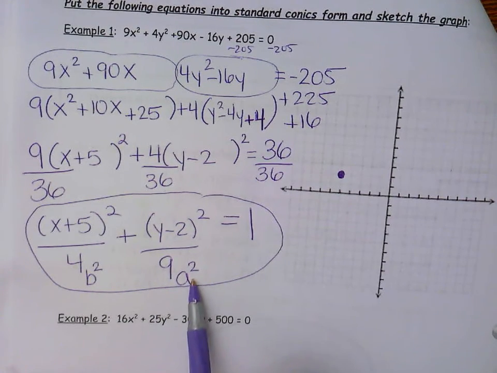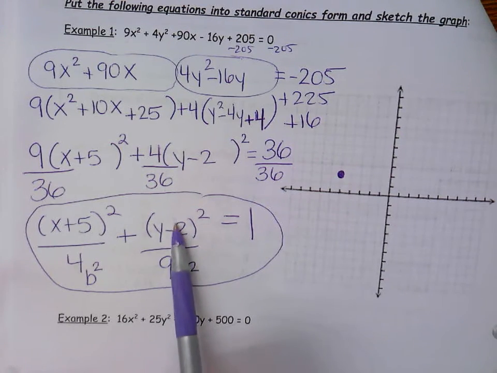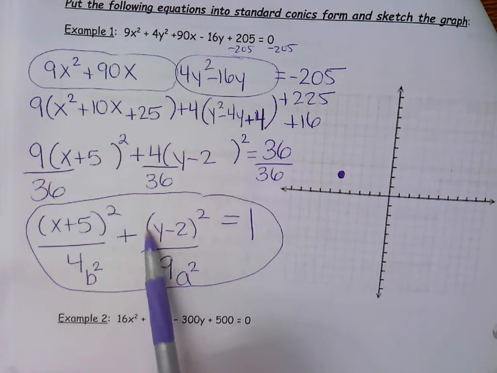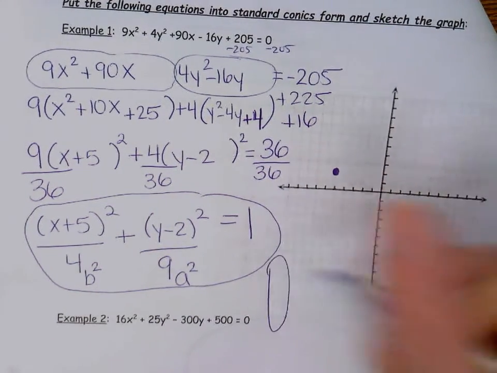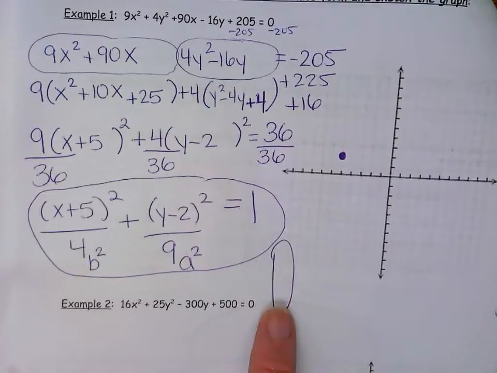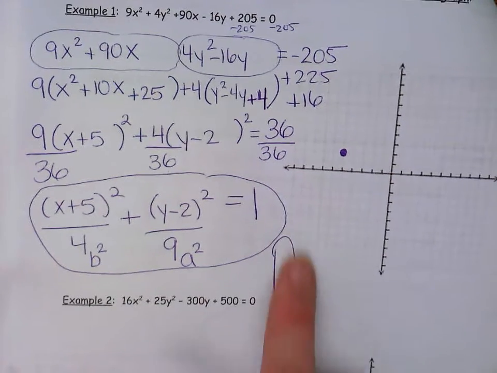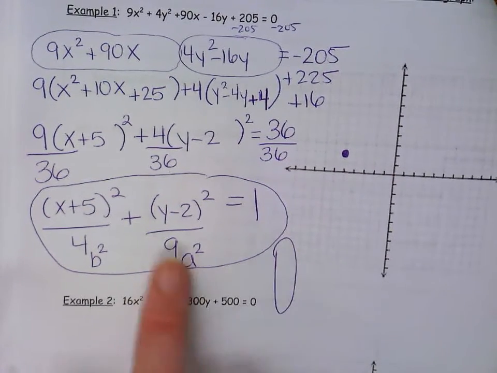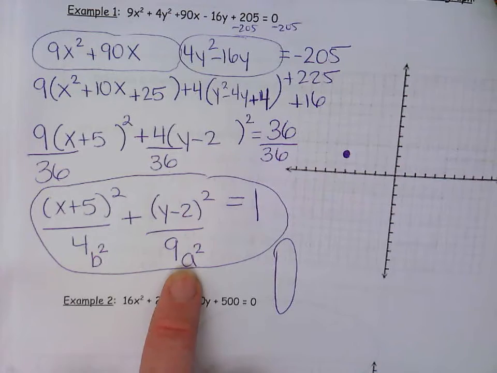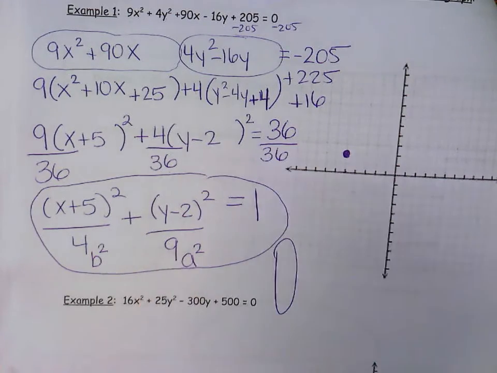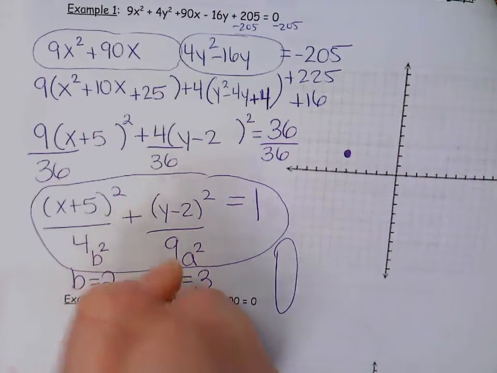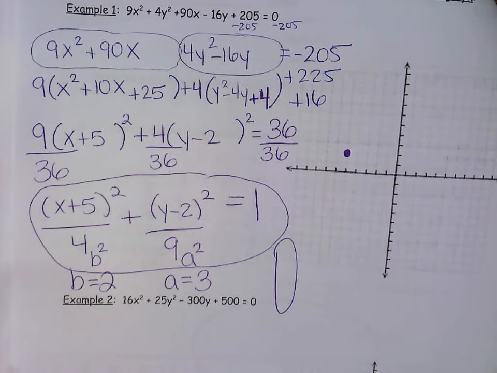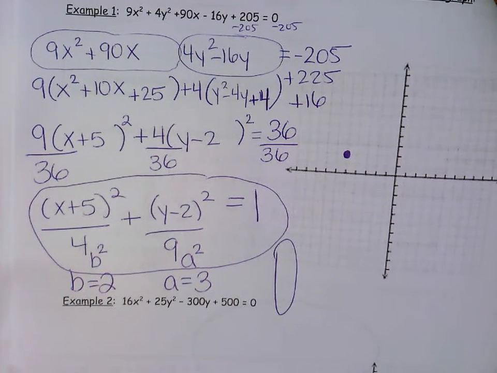And what did we say that a was? A is the major axis, 2a is the major axis. So a is currently positioned under the y. So that tells you that this ellipse is going to be oriented vertically, so longer in this direction. A is going to be 3, right? Because the square root of 9 is 3. So a in this equation is 3, b in this equation is 2. And that's how far you go to plot your vertices.